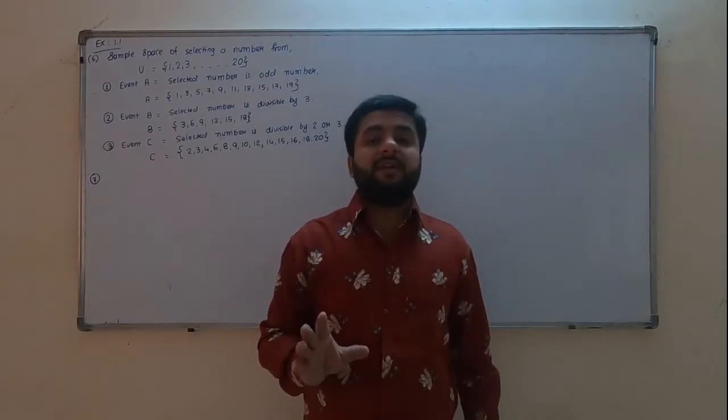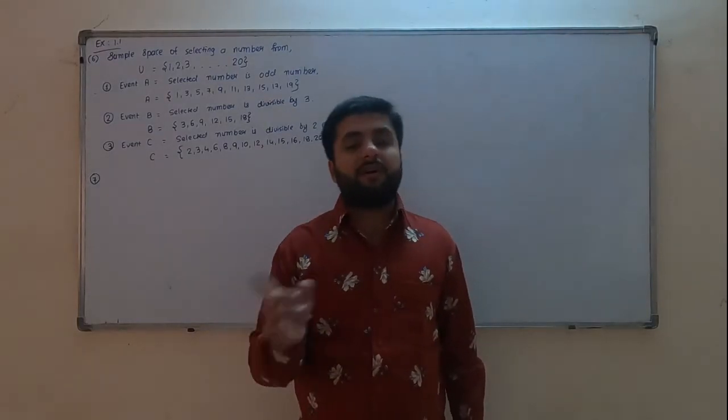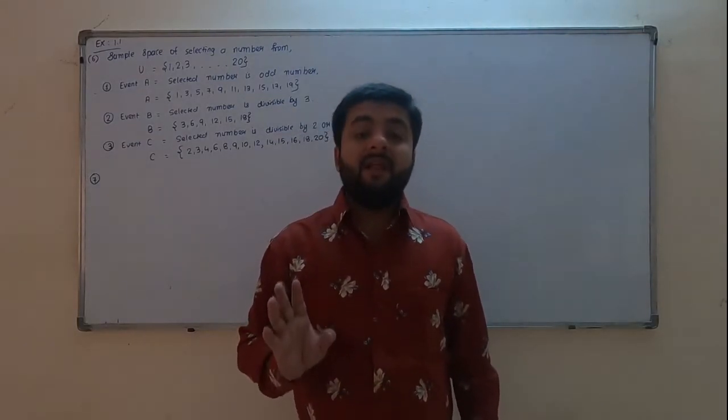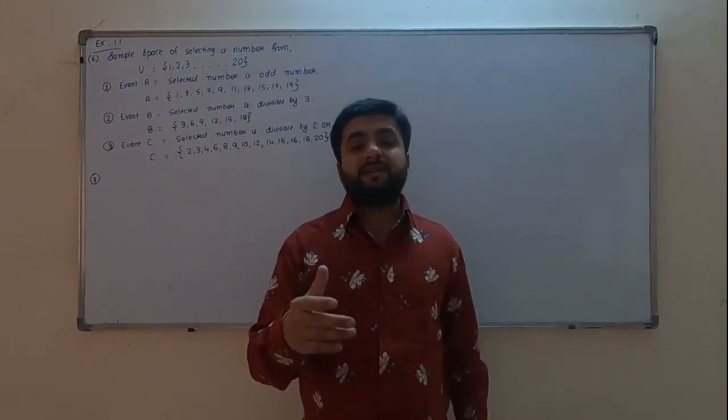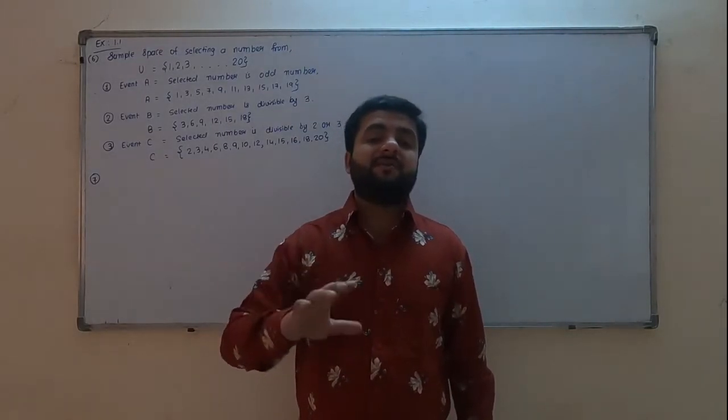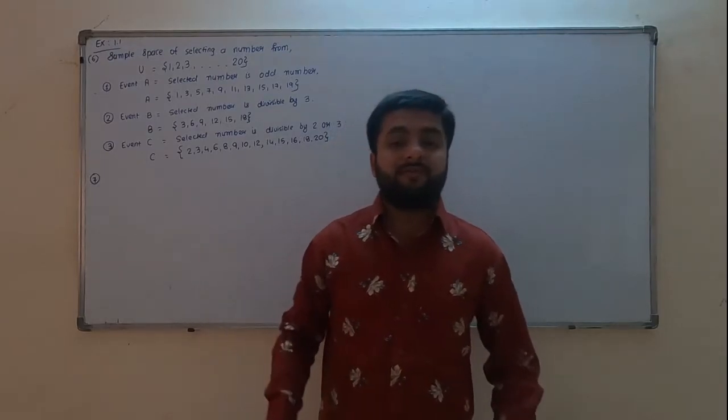Now if there is only one child, then boy or girl, B and G is possible. But when there are two children, then it is B and G multiplied by B and G. So as we were getting in the coin, here also we will get.